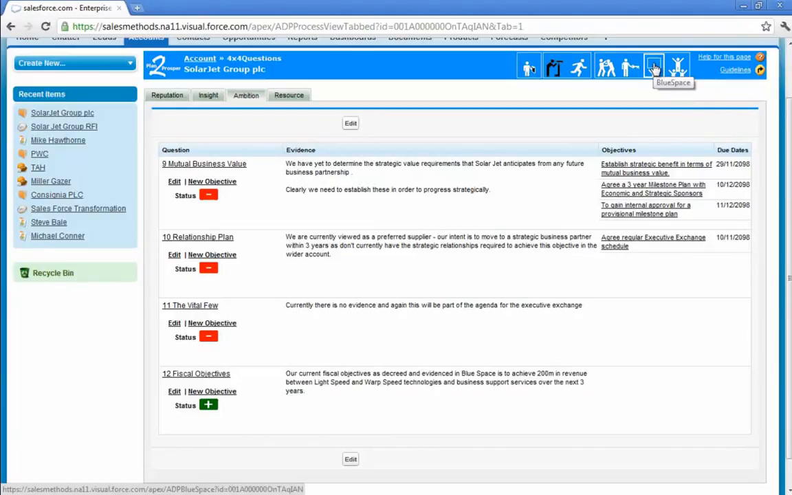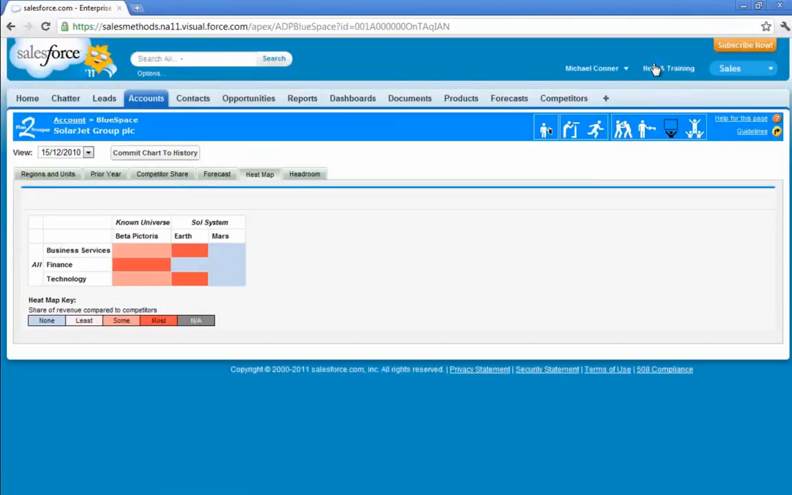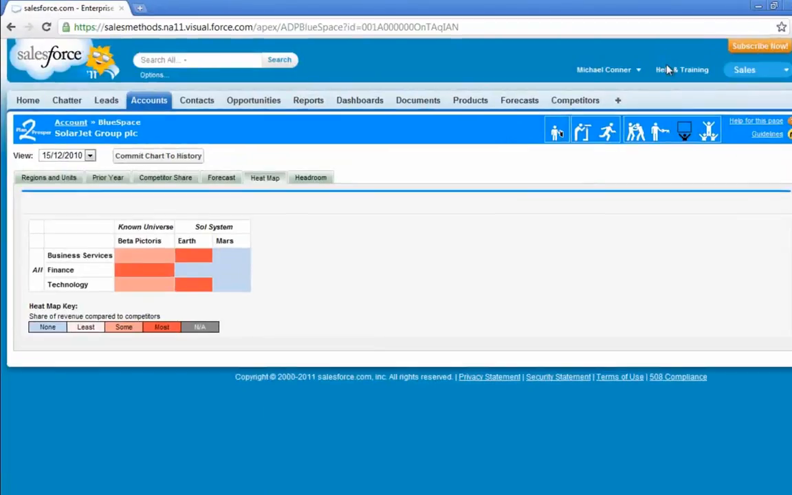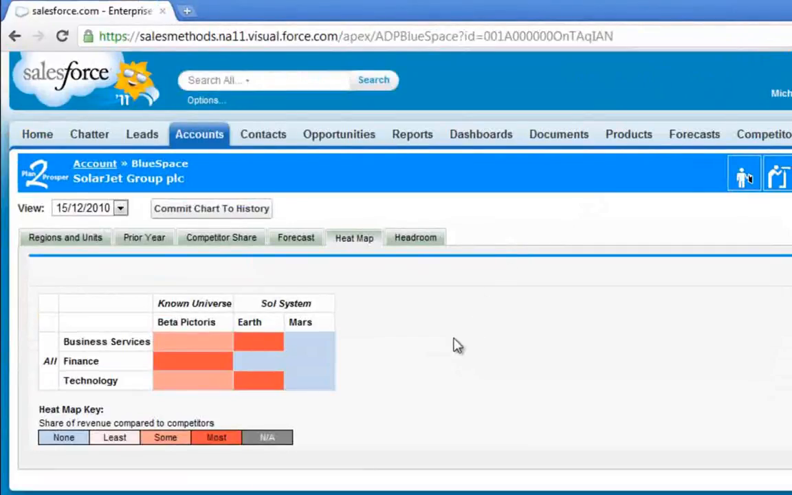The purpose of BlueSpace, however, is to determine and classify current penetration by product line and geography in the account, and identify the available headroom in order to identify future revenue opportunities, and to provide a forecast for a 3-year horizon, current and the next 2. Your account penetration is classified as none, least, some, and most, giving you a view of your share of business versus your 2 fiercest competitors.